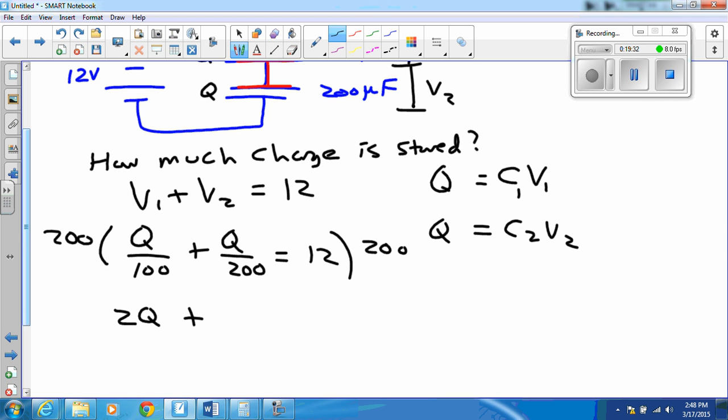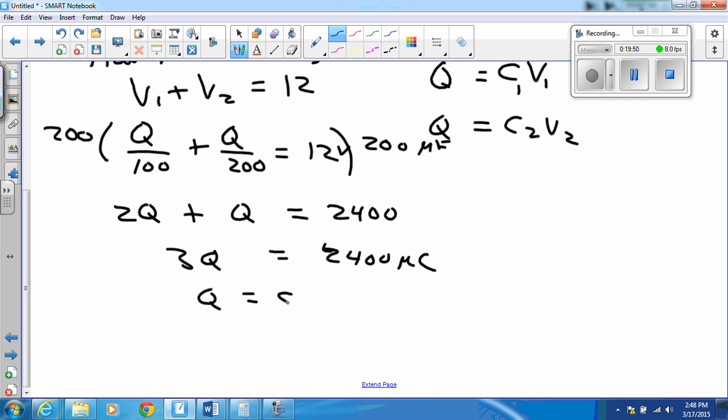Right. So, when I multiply here, then I cancel. 200 divided by 100 is 2, and 200 divided by 200 is 1. And on this side, I get 2400. So we get 3Q is equal to 2400. This is microcoulombs here, because it is microfarads times volts. And so Q is equal to 800 microcoulombs.